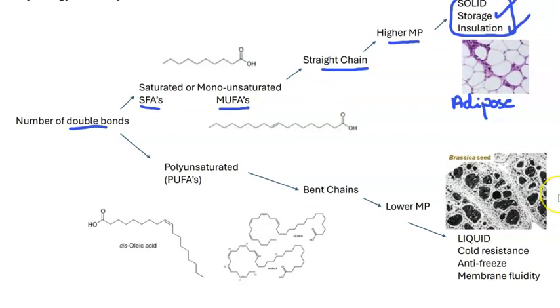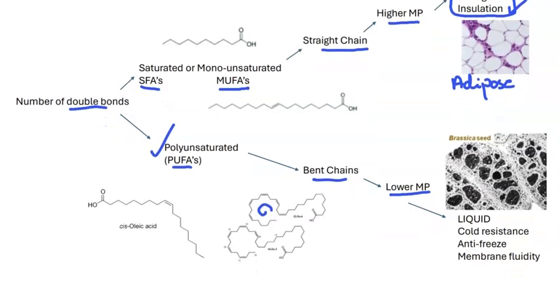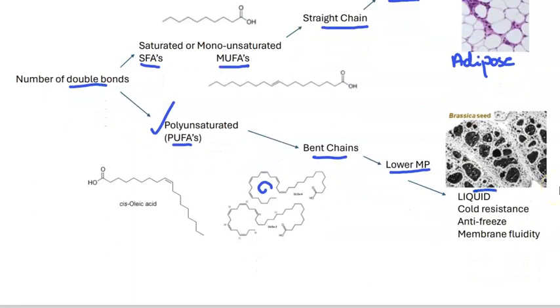Alternatively, the polyunsaturated fatty acids, this one here, tend to be very bent. In fact, some of them can be tremendously distorted, as you can see from the diagrams here. This lowers their melting point, and they will be liquid. They greatly enhance cold resistance. They can prevent freezing in the tissues and have increased membrane fluidity.